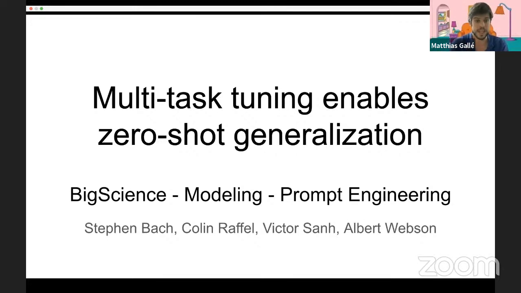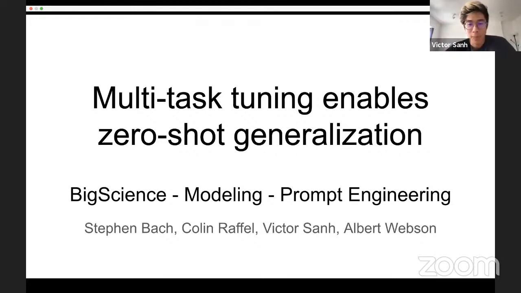So this first deep dive is going to be around the prompt engineering group. They did some very successful hackathon beginning of the year, and they're going to share some of the findings they have started digging out thanks to this hackathon. So Victor, it's all yours.